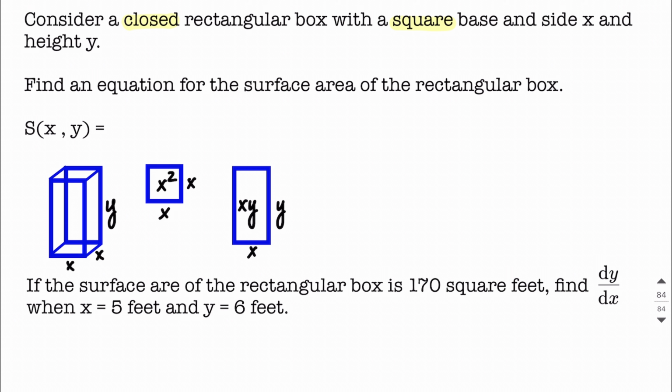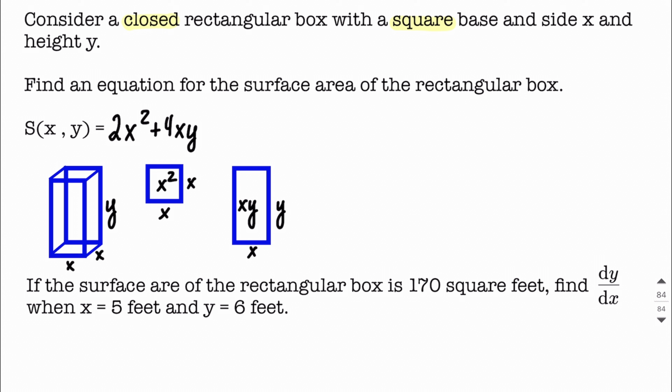Next, let's put these together and get the surface area function in terms of both x and y. So we have the x squared component, but remember we have both a bottom and a top. So x squared plus x squared is equivalent to 2x squared. And then we have the sides, which are each represented by x times y, but we have 4 sides if we think about going all the way around this box. So we add 4xy. That accomplishes representing the surface area of this rectangular box.